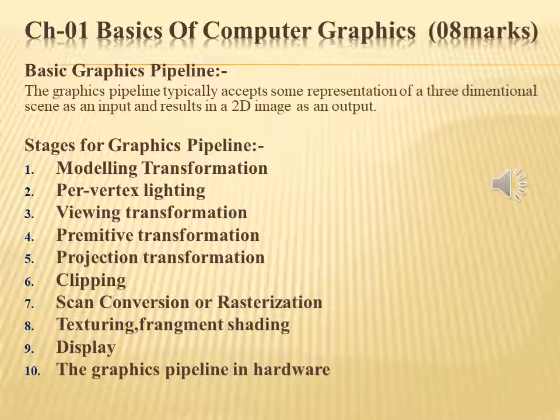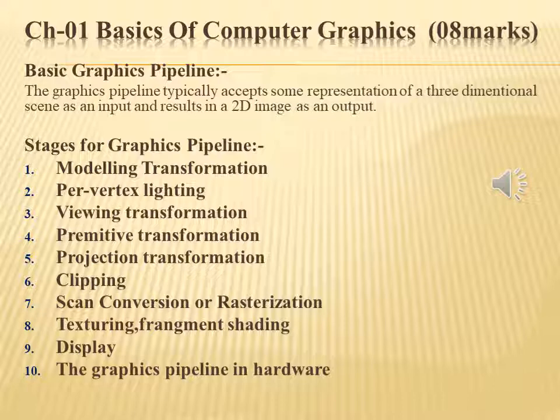The next is the texturing and fragment shading. At this stage in the pipeline, individual fragments are assigned a color based on the values interpolated from the vertices during the rasterization or from the textures in memory. The ninth, display. The final color pixels can then be displayed on a computer monitor or other display.